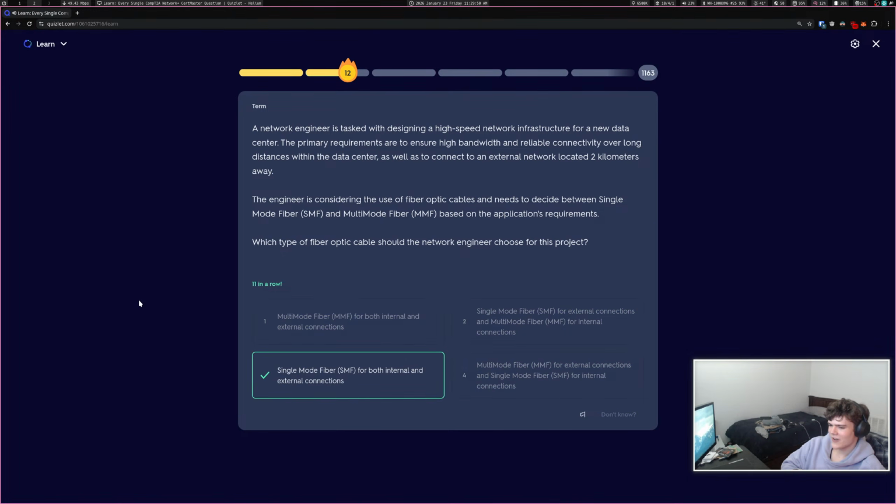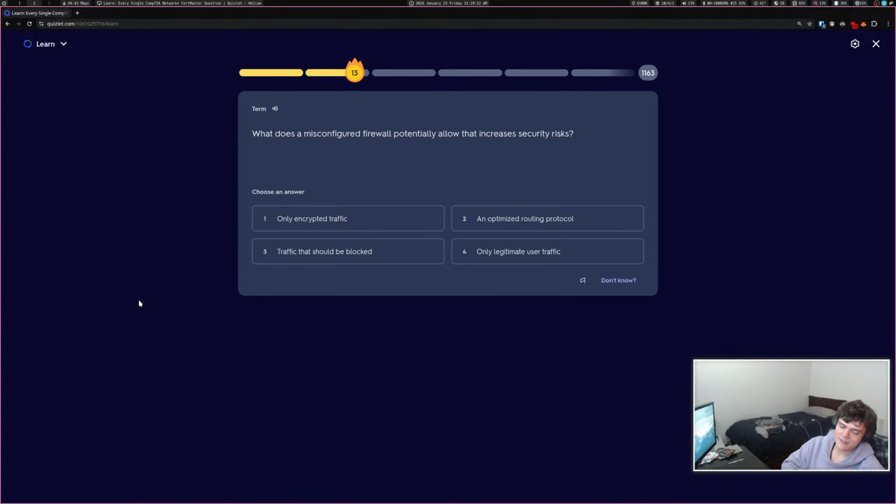Isn't this single mode fiber for both? I think that's crazy, but apparently it's because it refers to long distances within the building, and you would want to err on the side of caution in regard to whether or not you're using SMF or MMF, if you don't know the exact distance inside of a building, but you do know it's going to be long, if that makes sense. A misconfigured firewall potentially show that increases security risks.